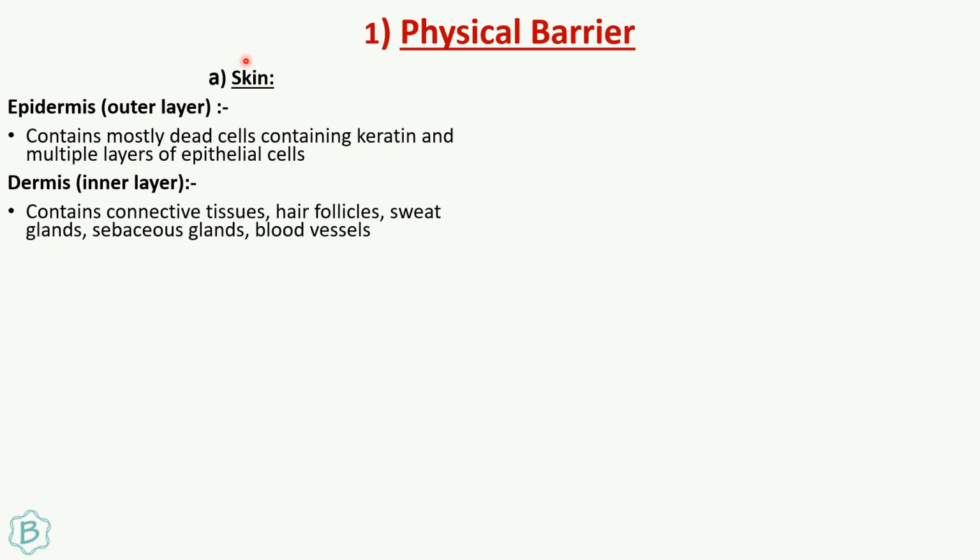So now we'll be talking about the first step of barrier, which is the physical barrier. This serves as your first line of defense during a pathogen attack. The first form of physical barrier is skin. The skin contains two layers, which is the epidermis and the dermis.